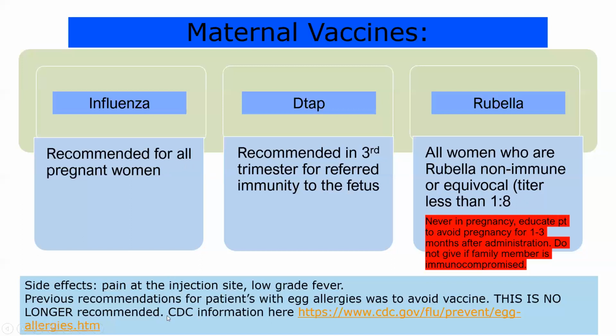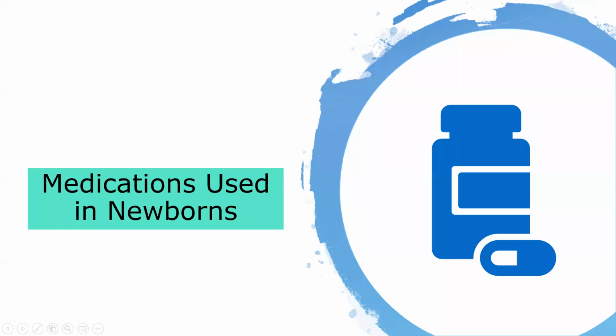Now, it used to be if the patient had an egg allergy, they were told to avoid vaccines. That is no longer the case. This is the current up-to-date information from the CDC. And even though they do use eggs to produce these vaccines, they've done extensive research and they do not see people with egg allergies having reactions to them. So it is no longer recommended that if you have an egg allergy, you avoid vaccines.